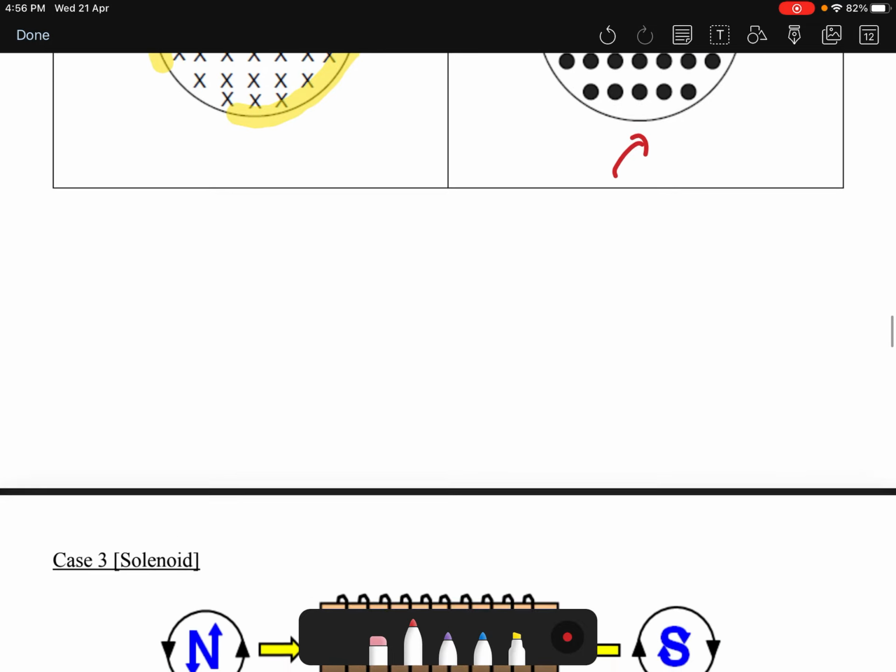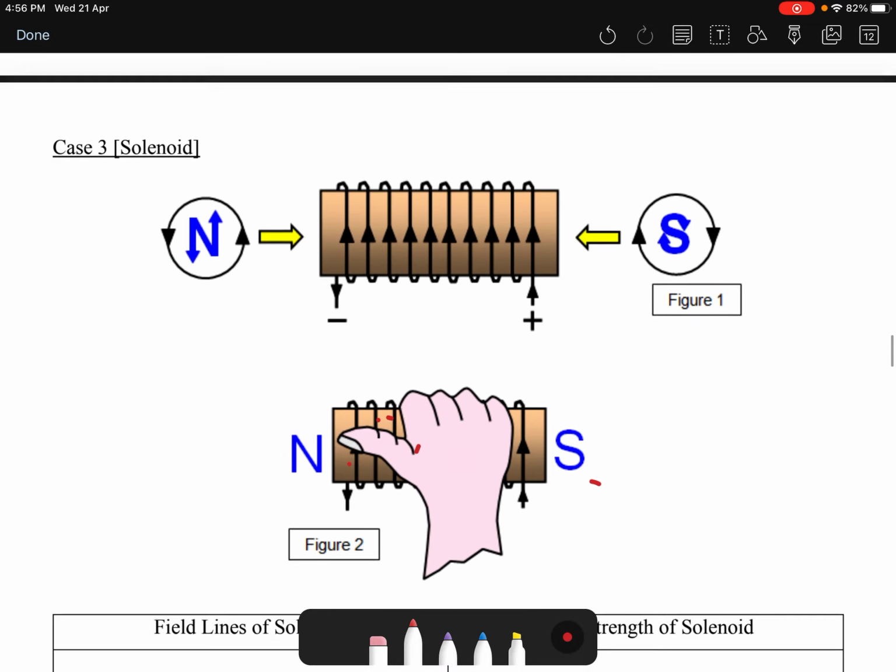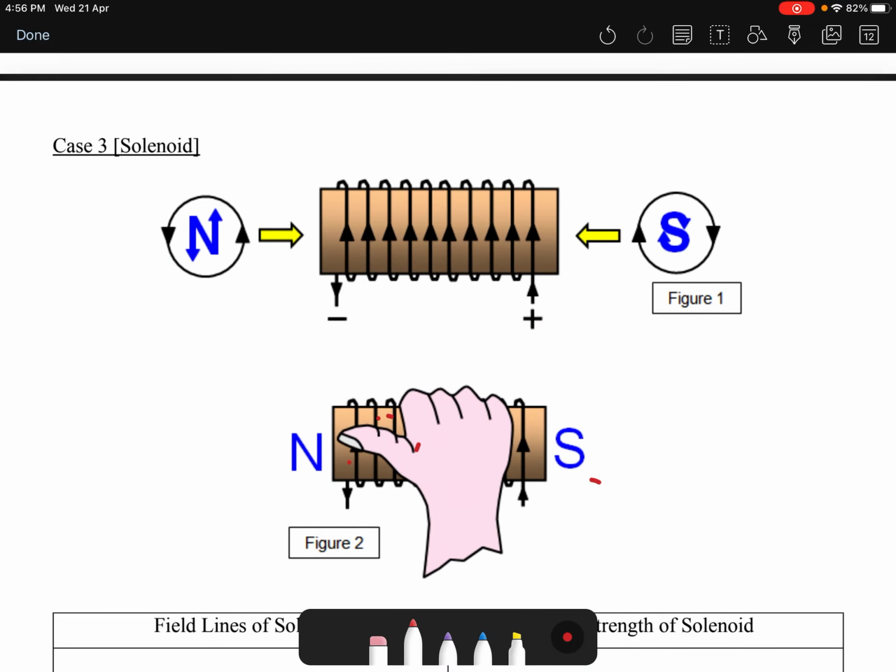The last thing we need to know is the solenoid. A solenoid is basically just like your case 2. Case 2 is one turn, but a solenoid has many turns. These many turns of wire are put together, and I pass a current through this coil of wire. So how does the magnetic field look in the solenoid?